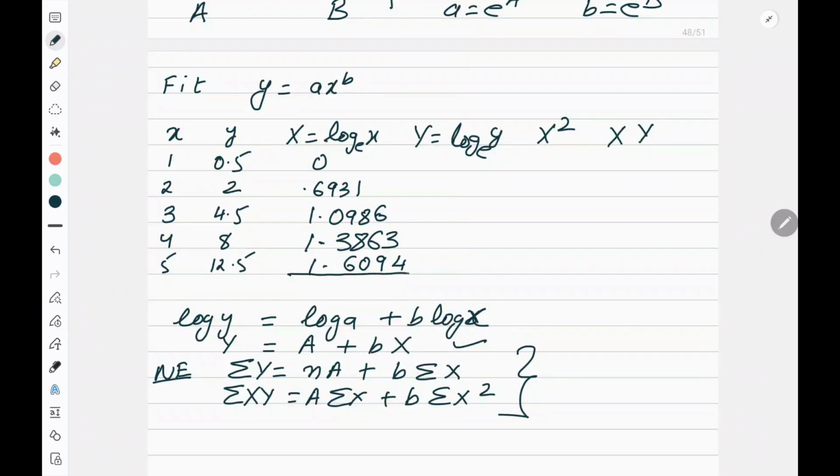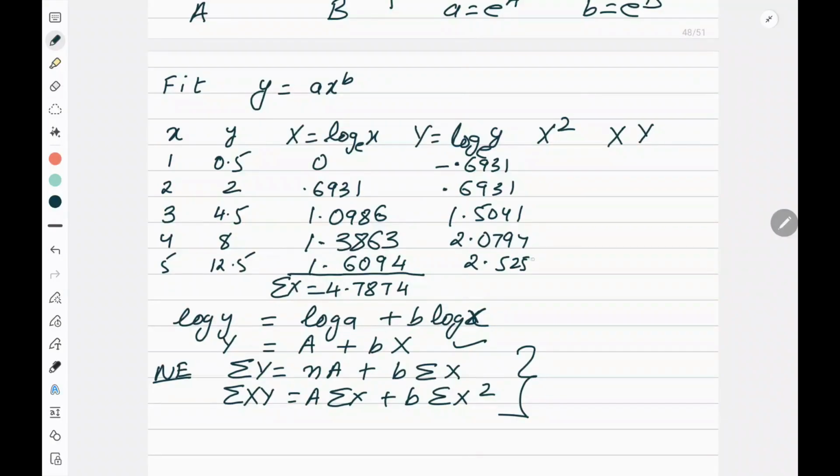Okay, and if you add all these values, you will get 4.7874, which is the value of summation capital X. Same way for y you find out. So minus 0.6931, 0.6931, 1.5041, 2.0794, 2.5257. And if you add, you will get summation 6.1092.